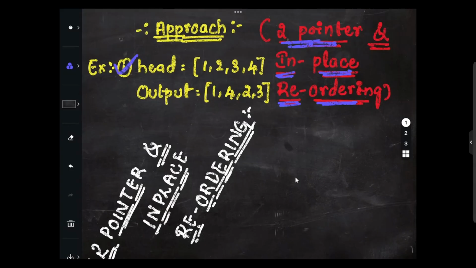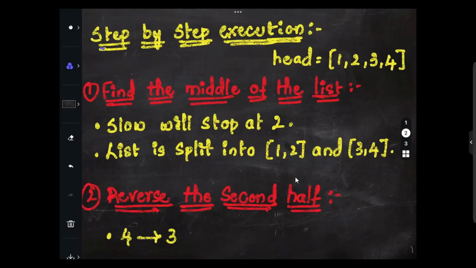For the first example, I have considered the one given in the question so that it will be easier to understand. We have already discussed this one: first element, last element, 1, 4, and second element, second last element, 2, 3. That's what we need to return, 1, 4, 2, 3. Let's see the step-by-step execution. We have head equals 1, 2, 3, 4. The first step is to find the middle of the list.